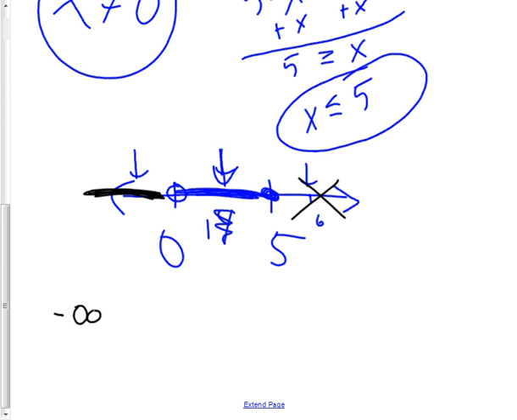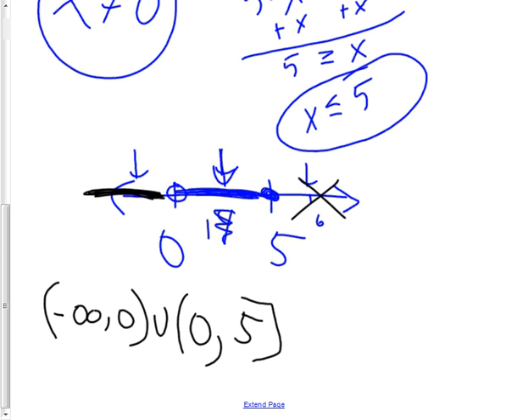Now once you're all done, see, isn't it easy to write these domains now that I got the picture? It's easy. I just say negative infinity to 0, and it doesn't work at 0. Union with, it starts again at 0, and it goes to 5, and it works there. And then there's nothing else, because it doesn't work after that. So there's my answer. So one step at a time.